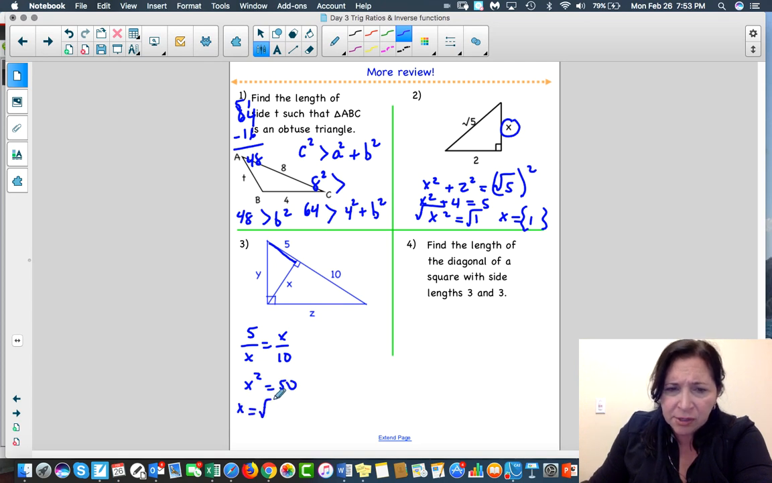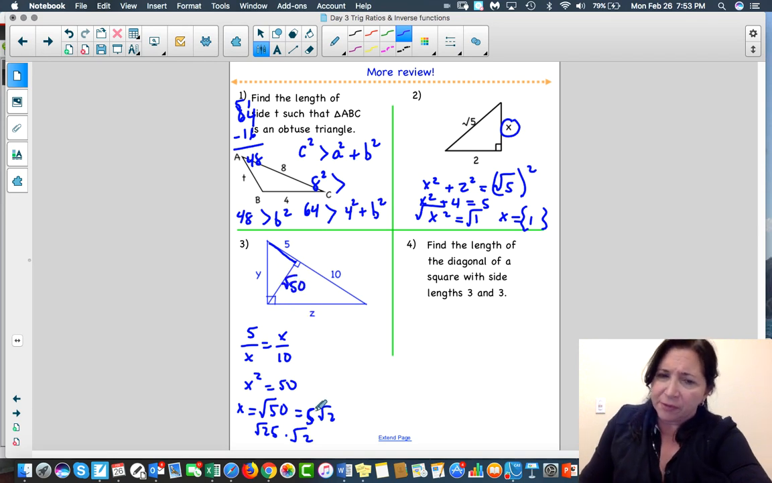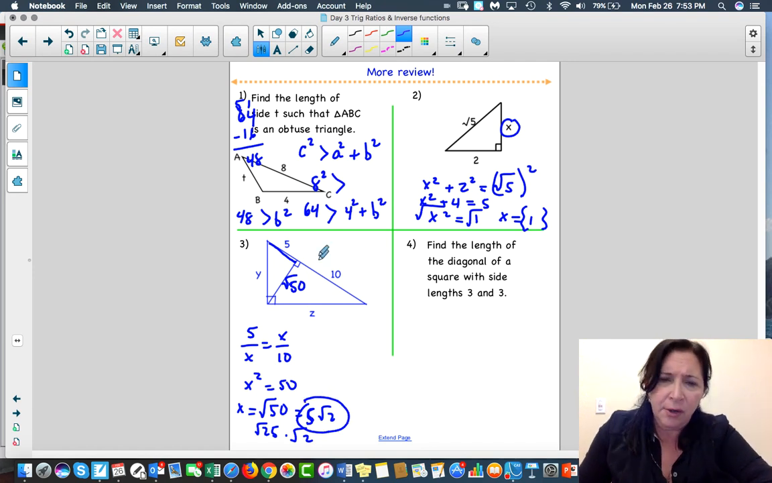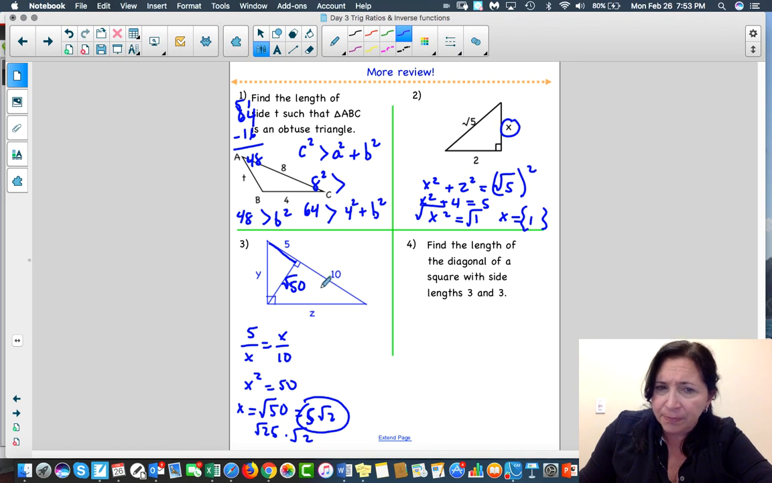X is equal to the square root of 50, which becomes root 25 times root 2. So that'll be 5 root 2. So x is equal to 5 root 2, or the square root of 50. And the reason why I might leave it as the square root of 50 instead of 5 root 2, even though I know that that's my reduced answer, is because I might use the Pythagorean Theorem for this.